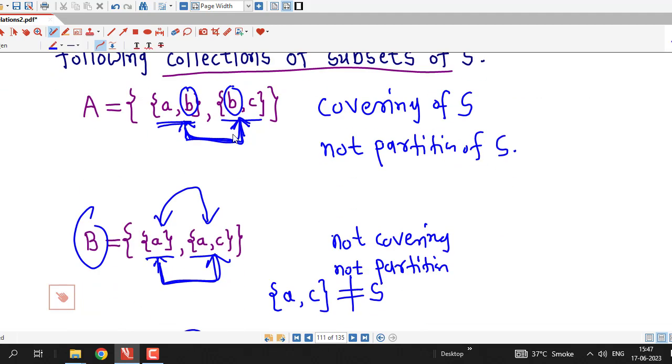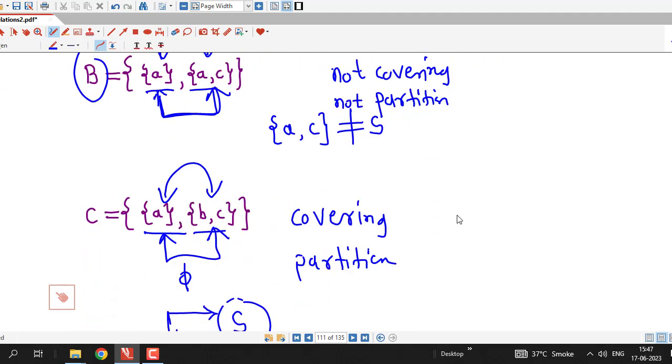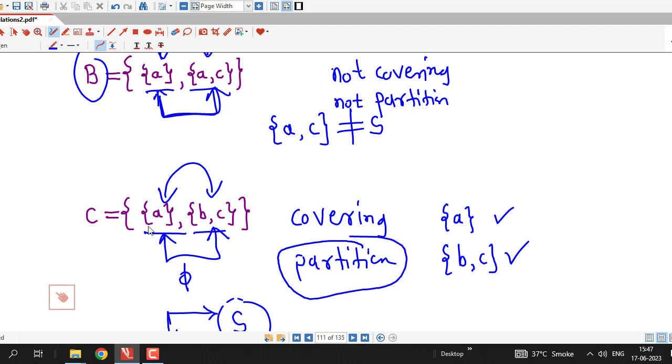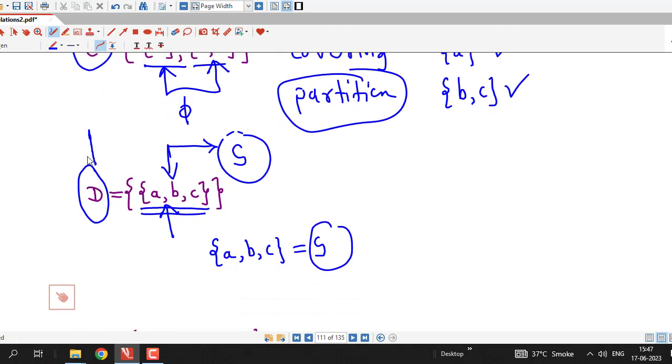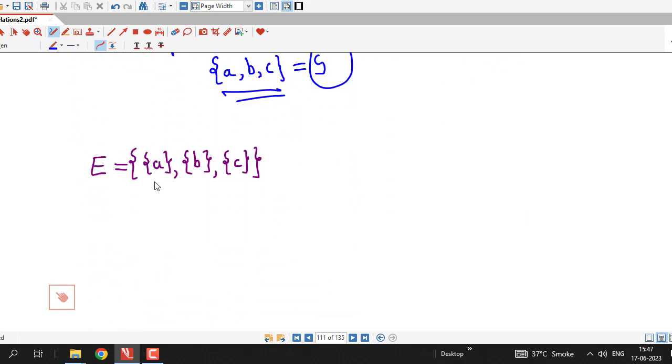Here we have two blocks in this partition. We are having two blocks, the set containing A and the set containing B, C are blocks of this partition C. Here we have a partition containing only one block, and here we have three subsets. If we take union of all these subsets, then we will obtain set S. Therefore this is a covering of a set S.